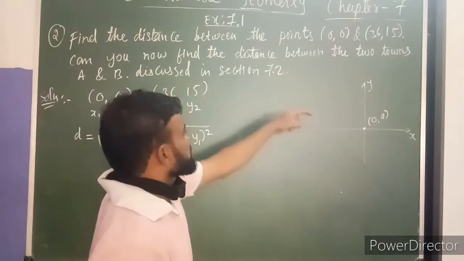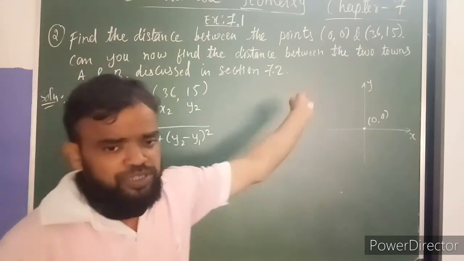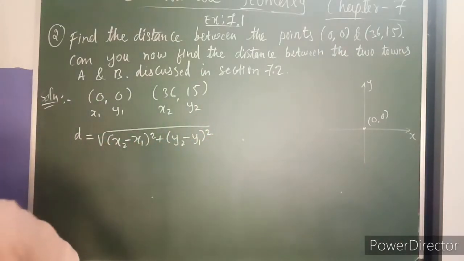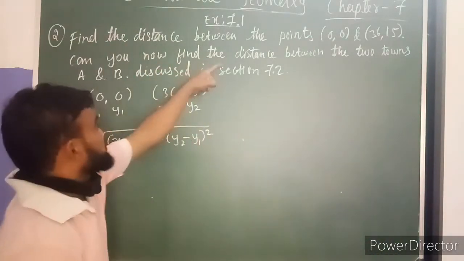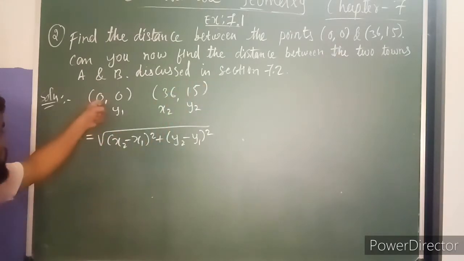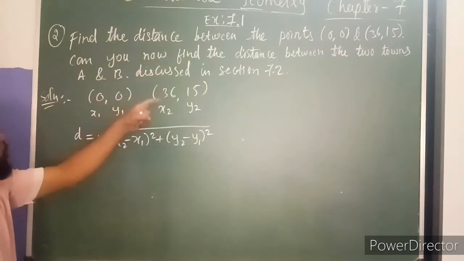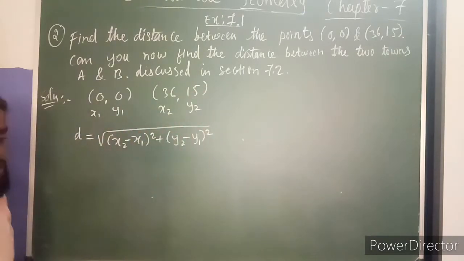This was discussed in the section formula, in that part also. That same question is also given, and we can find that also. Now we have to find the distance between the two towns. So 0, 0 is the first town, and 36, 15 is given. We have to find the distance between the two towns.